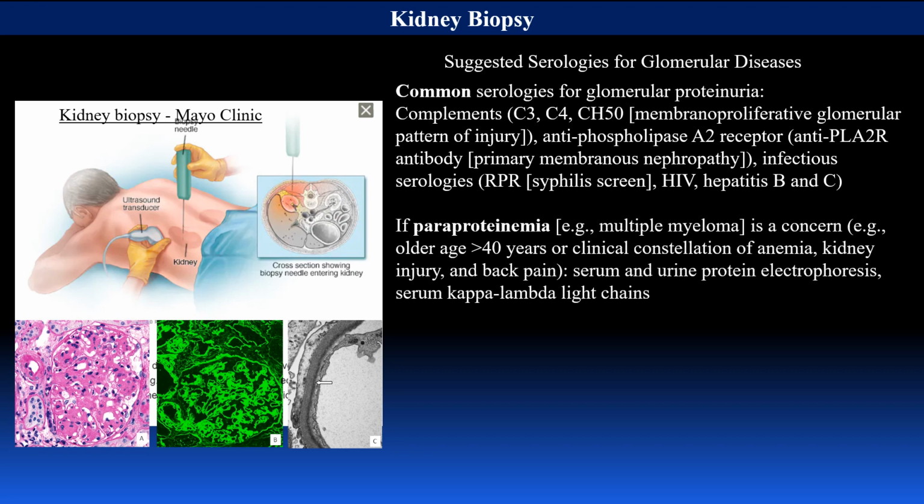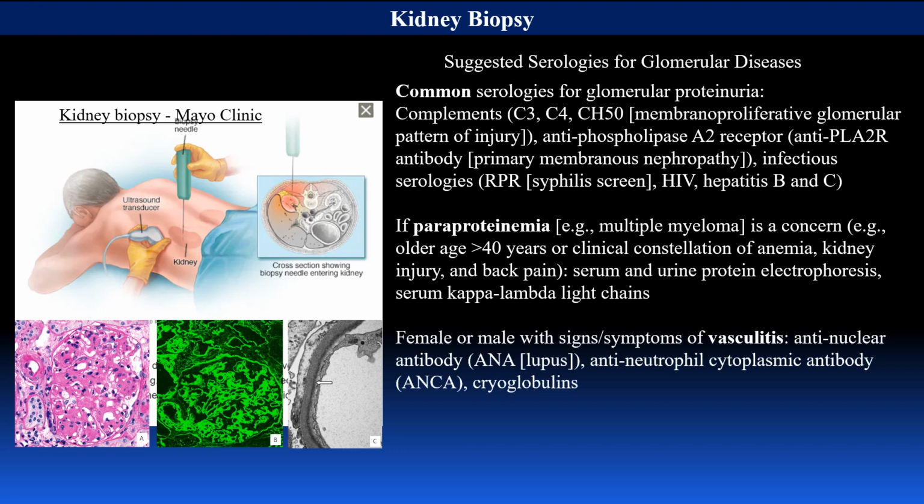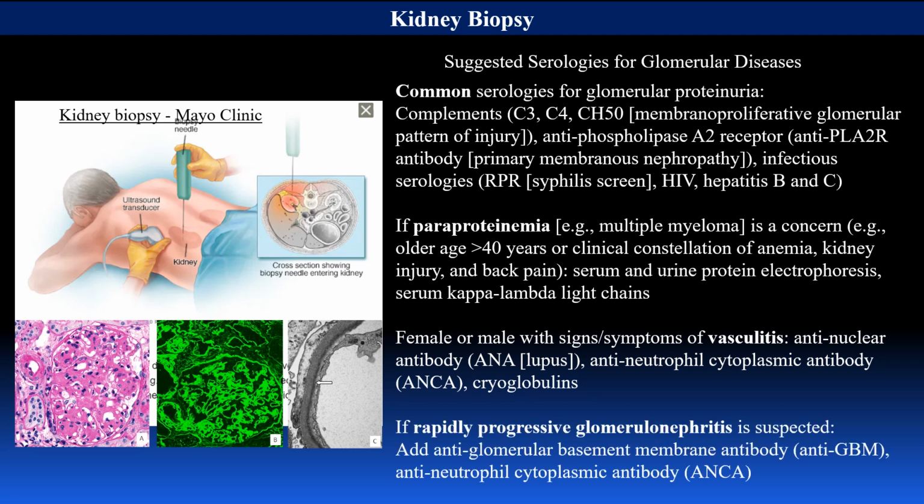If paraproteinemia is a concern, obtain serum and urine protein electrophoresis and serum kappa and lambda light chains. If the patient is a female, or a male but with extrarenal signs and symptoms of vasculitis, obtain ANA and ANCA. When a rapidly progressive glomerulonephritis is suspected, add anti-GBM and ANCA serologies.